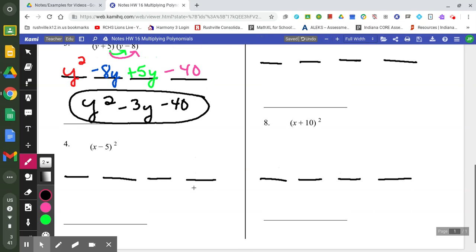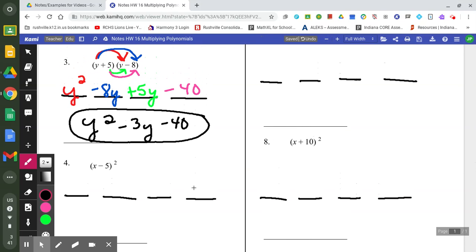Now, number 4, I'm not able to do the first term, outside term, because there isn't. But this little 2 right here tells me that I need to rewrite this as x minus 5 times x minus 5. So then I'm not using that anymore because I'm using these two.